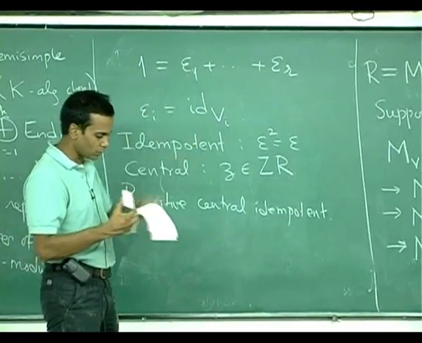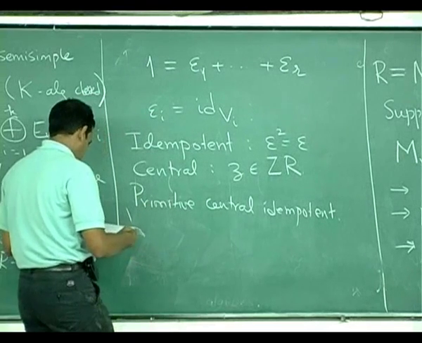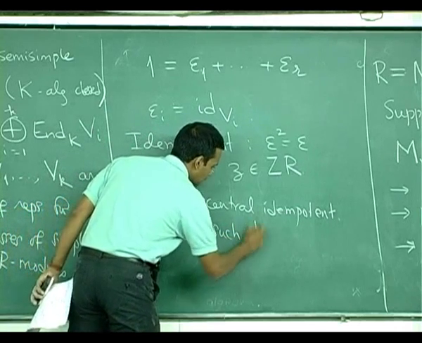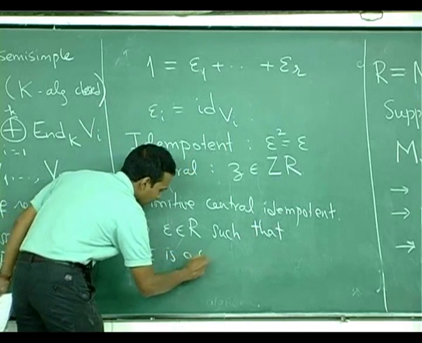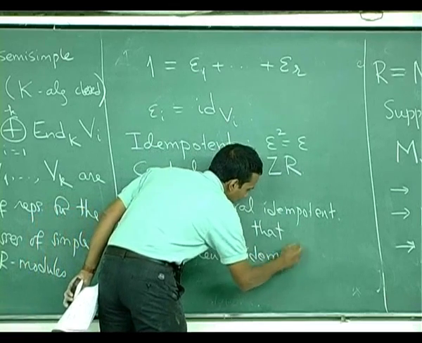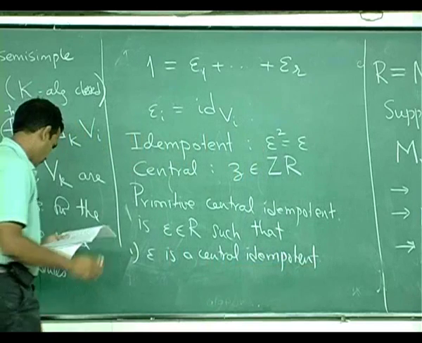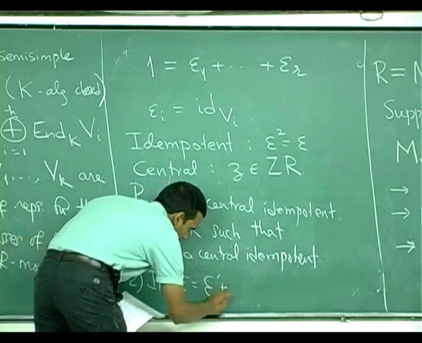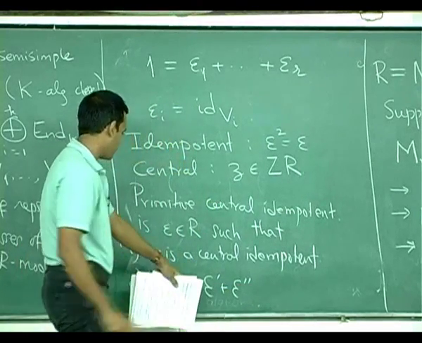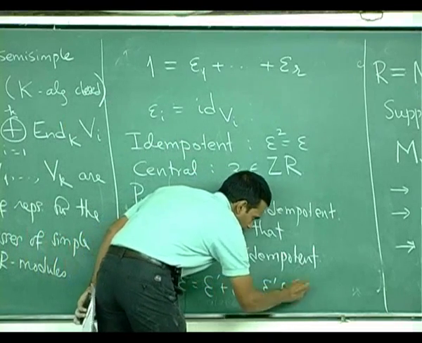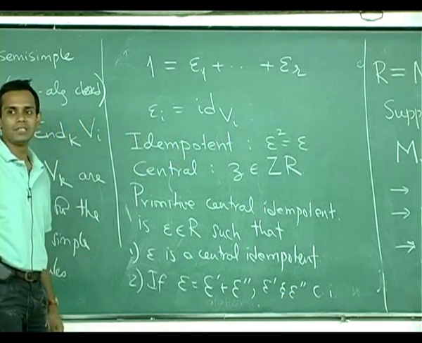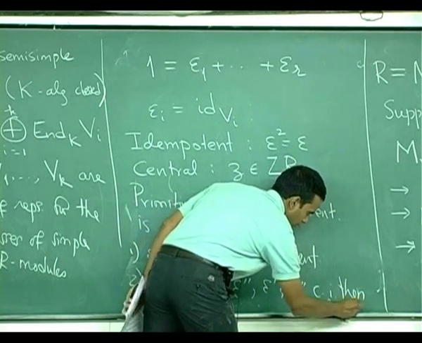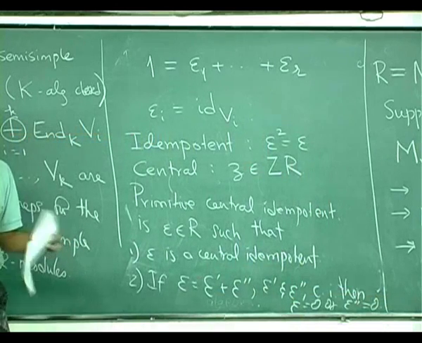And if you want an abstract characterization of them, then it is the following. It's an element epsilon which satisfies two things. Well, of course, one is that epsilon is a central idempotent. And the second is that you can't break it up further into central idempotents. So if epsilon equals epsilon prime plus epsilon double prime, where both epsilon prime and epsilon double prime are central idempotents, then either epsilon prime is 0 or epsilon double prime is 0. So you can't break it up into more central idempotents.